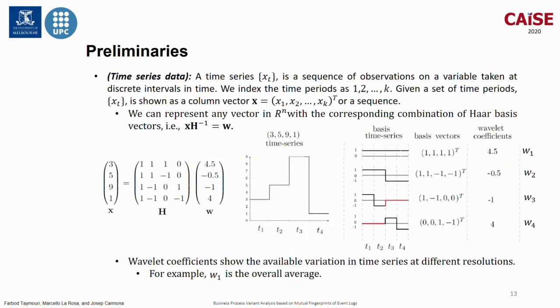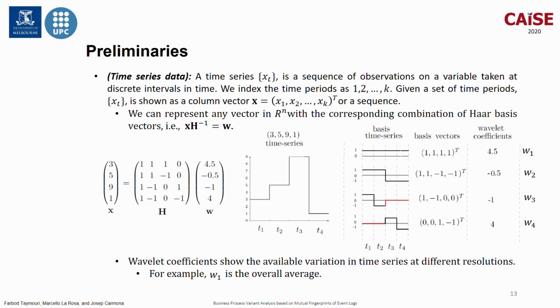A time series is a sequence of observations on a variable taken at discrete time intervals. A time series can be shown as a vector in Rn. Also, any vector in Rn can be mapped into a Haar vector space using a simple transformation, as you can see here. The resulting vector, i.e. W, shows the wavelet coefficients. In other words, the combination of wavelets with these coefficients makes the initial vector.